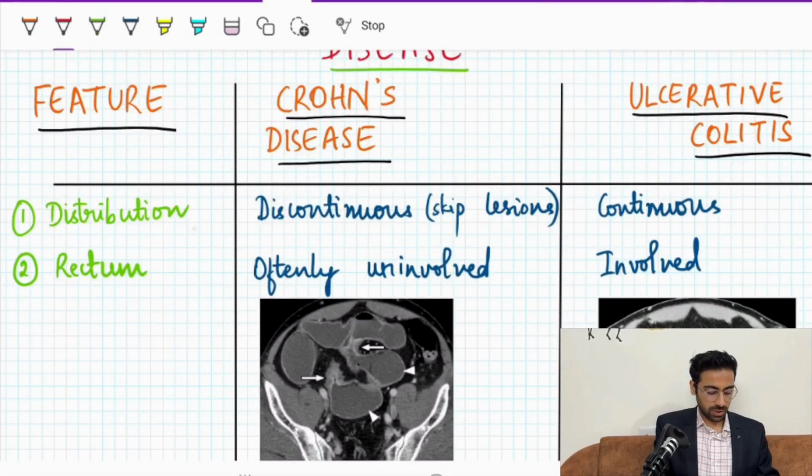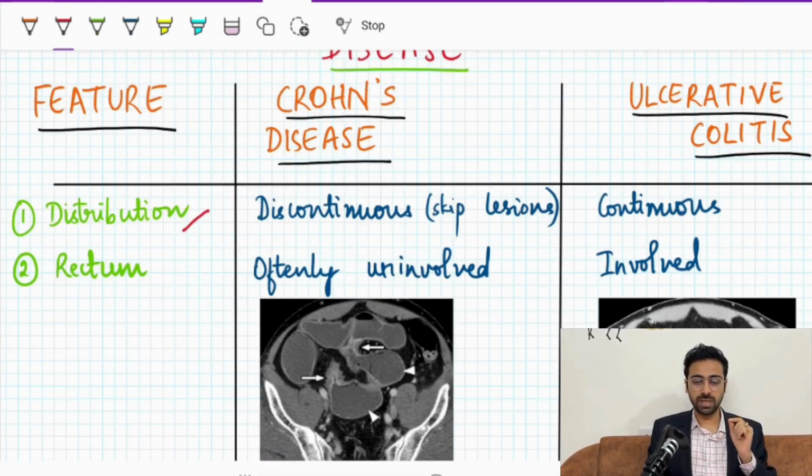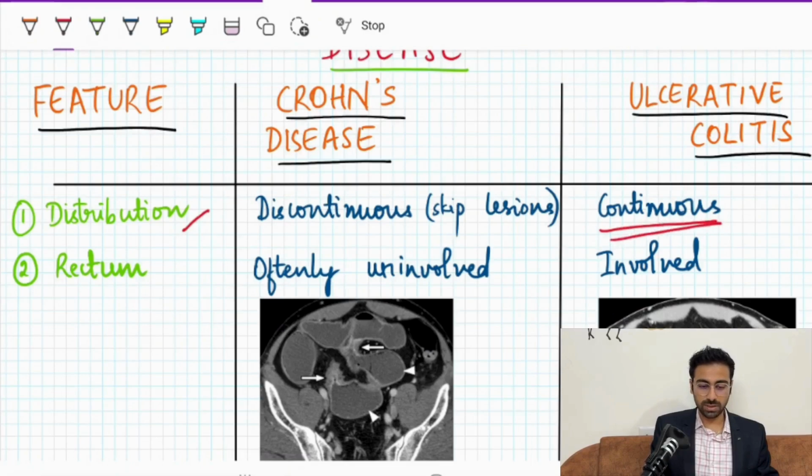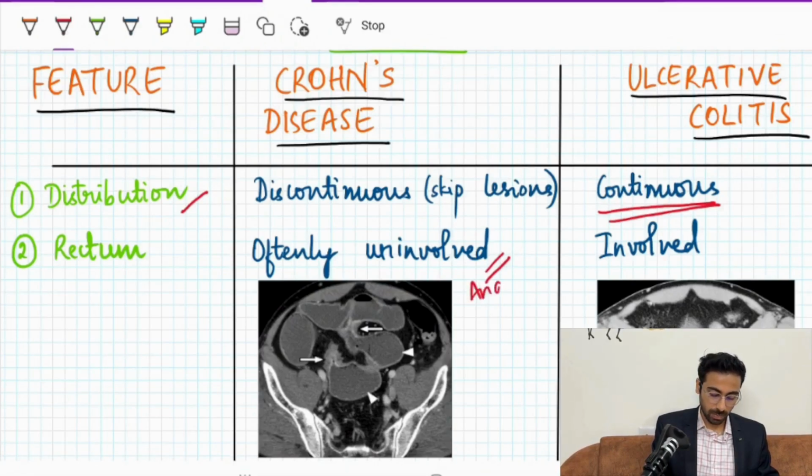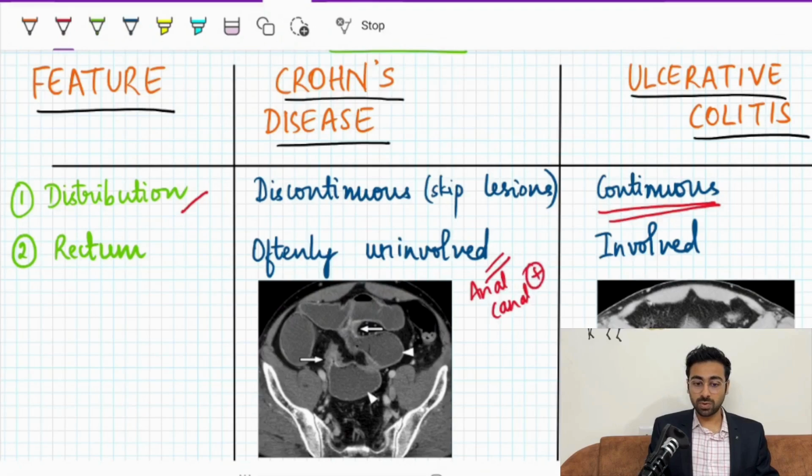Coming to the distribution, Crohn's disease, as you all know, is discontinuous with the presence of skip lesions, meaning there is normal bowel in between 2 affected bowel segments. Whereas ulcerative colitis is contiguous. There is no normal bowel in between 2 affected segments. Rectum is often not involved in Crohn's disease, whereas anal canal is very much involved in Crohn's. In ulcerative colitis, rectum is very frequently involved, whereas anal canal is not so frequently involved.